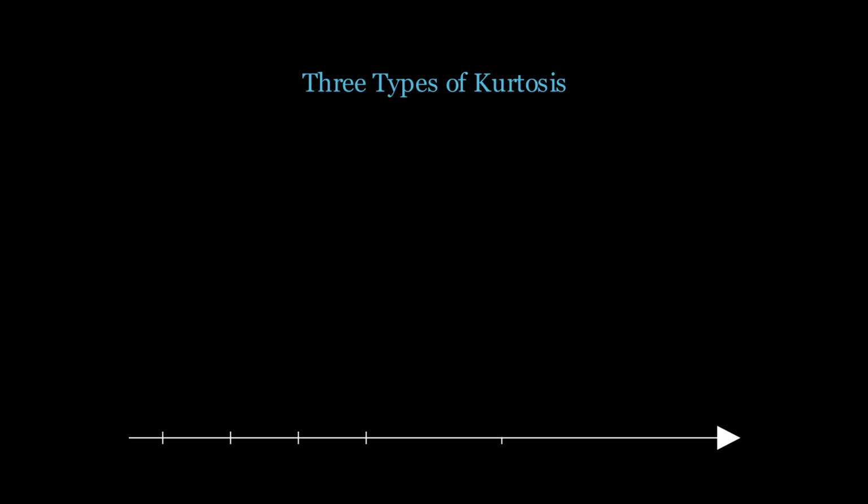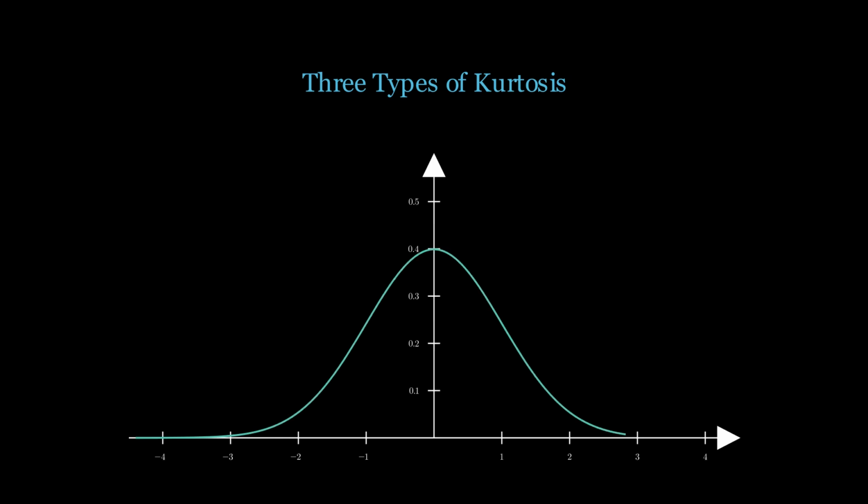There are 3 kurtosis types, each with a distinctive visual signature. Mesokurtic in teal is the baseline, the normal distribution with excess kurtosis of 0. Leptokurtic in red has positive excess kurtosis, meaning higher than normal. It has a sharper, taller peak and much heavier tails. This is crucial. Leptokurtic distributions produce more extreme outliers than you'd expect from a normal distribution. Financial returns are leptokurtic. Market crashes happen far more often than normal models predict.